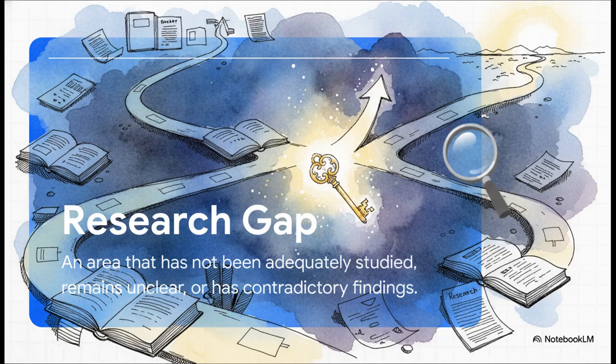A gap is an area that simply hasn't been adequately studied, remains totally unclear, or is absolutely full of contradictory findings. Maybe everyone studied online learning in urban schools, but you realize no one has looked at rural schools yet. That's a gap. Identifying this gap is the primary goal of your entire review process, because this gap is exactly what justifies the vital need for your brand new study. You are proving that a piece of the giant puzzle is missing, and you are stepping up to find it.